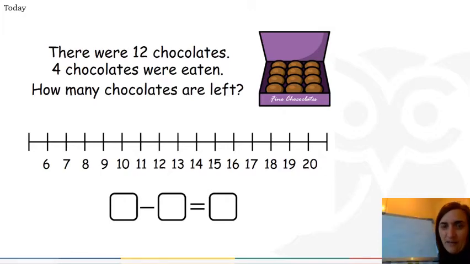So let's have a think about what the number sentence is. At the beginning, there were 12 chocolates. Subtractions always begin with how many you had at the beginning, don't they? So at the beginning, there were 12 chocolates. Then Miss Harling came along and ate 4 of them. So how many do we need to take away?